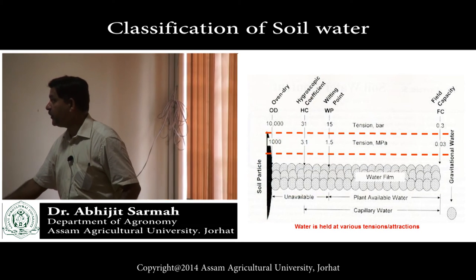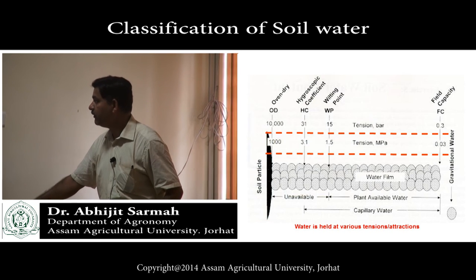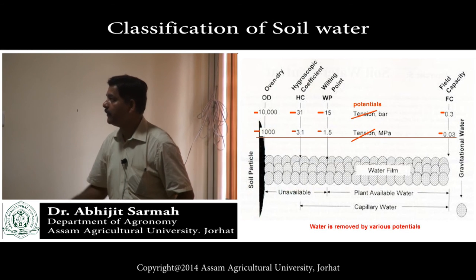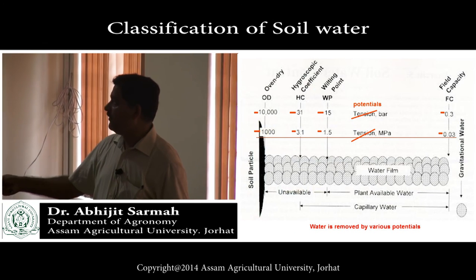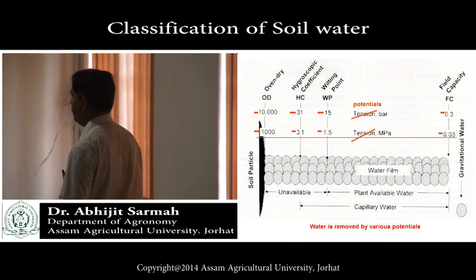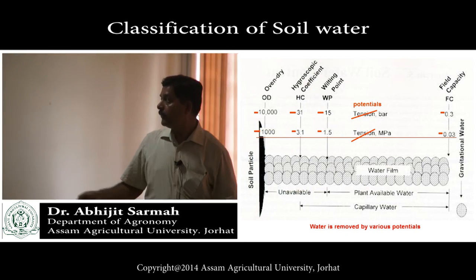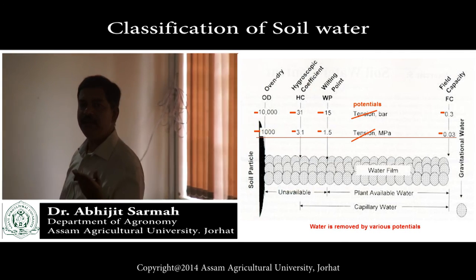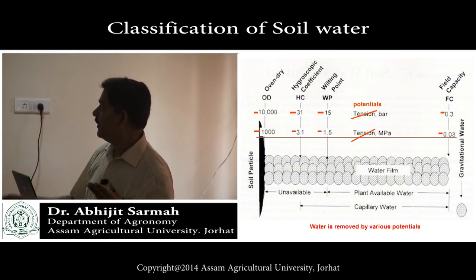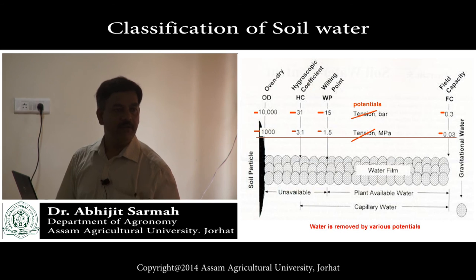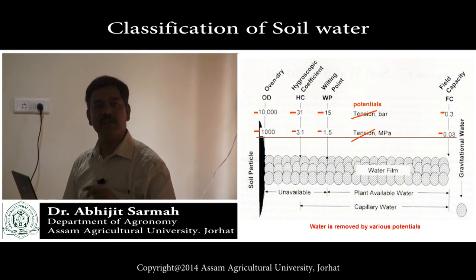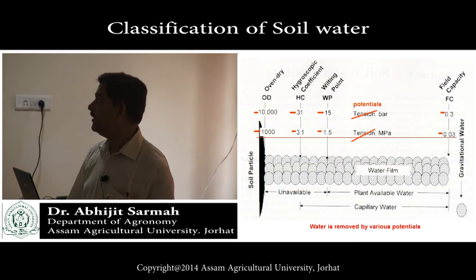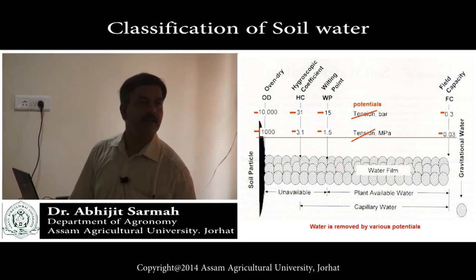Now you see the difference between these two diagrams. What is the difference? Here the values are positive, here it is negative. When you classify it in terms of tension, it is positive: 31 bar, 15 bar, like that. When you classify it in terms of potential, the value will be the same, the sign will be reversed. It will be minus 15 bar potential, minus 31 bar potential, like that.